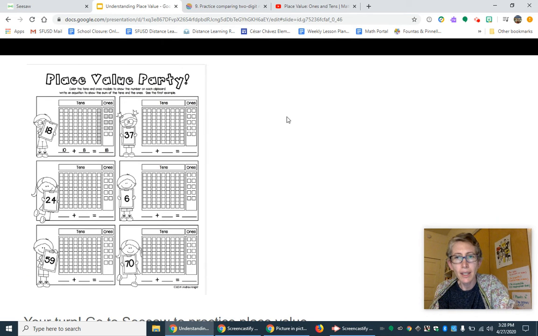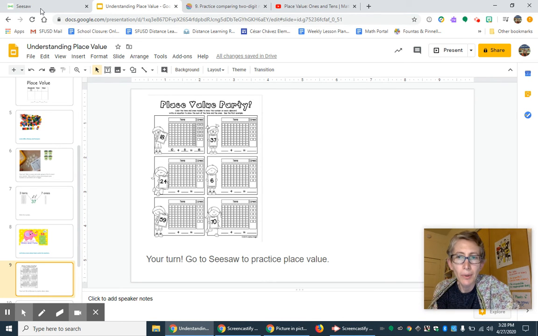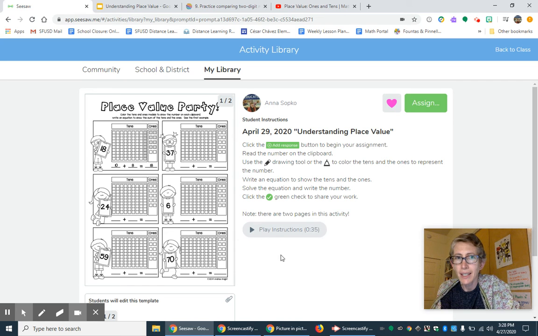You're going to find this activity in Seesaw. Let me show you what it looks like. Here's the activity. It's called Place Value Party. And be careful when you're doing this activity. There's actually 2 pages for you to complete. So you're going to use your drawing tools to color it in. Use the drawing tool. I think that's easiest to also write the numbers and show me what the number is all together.